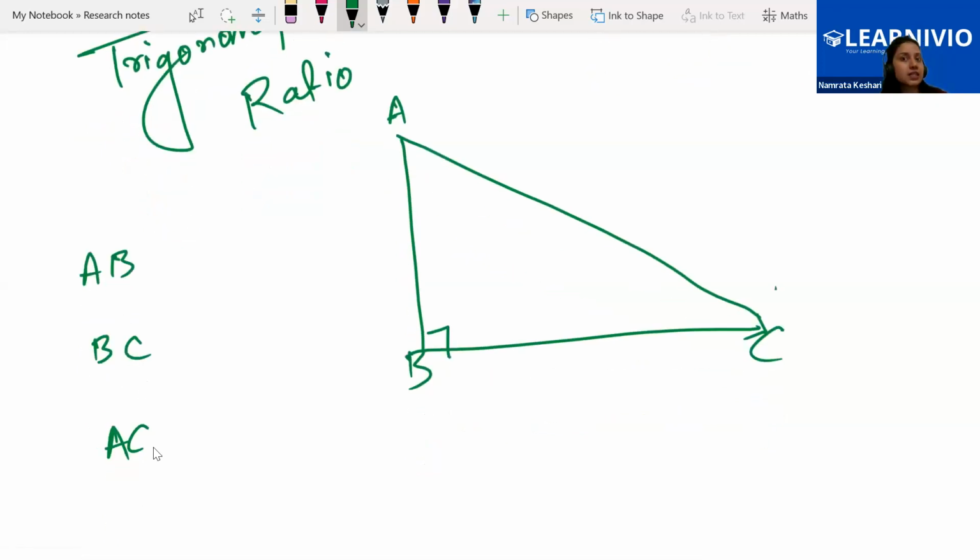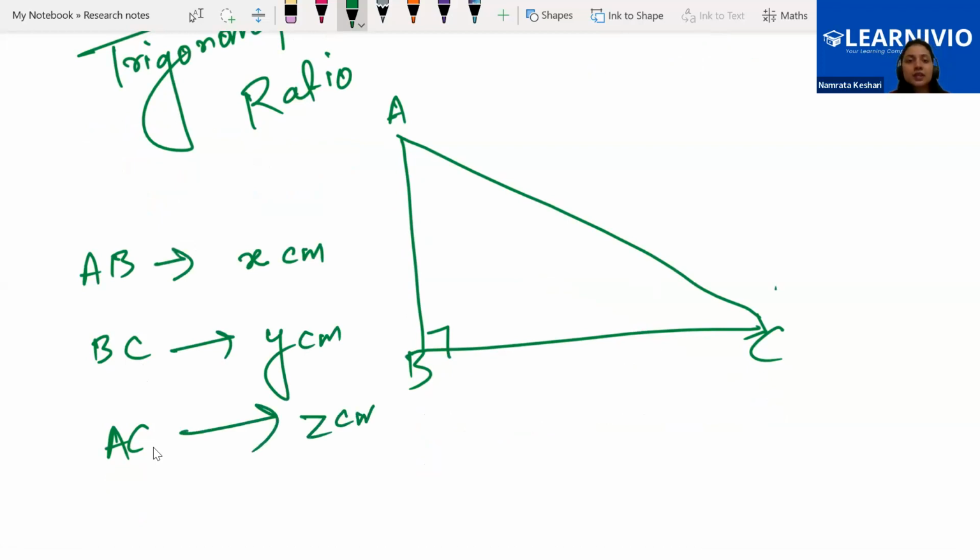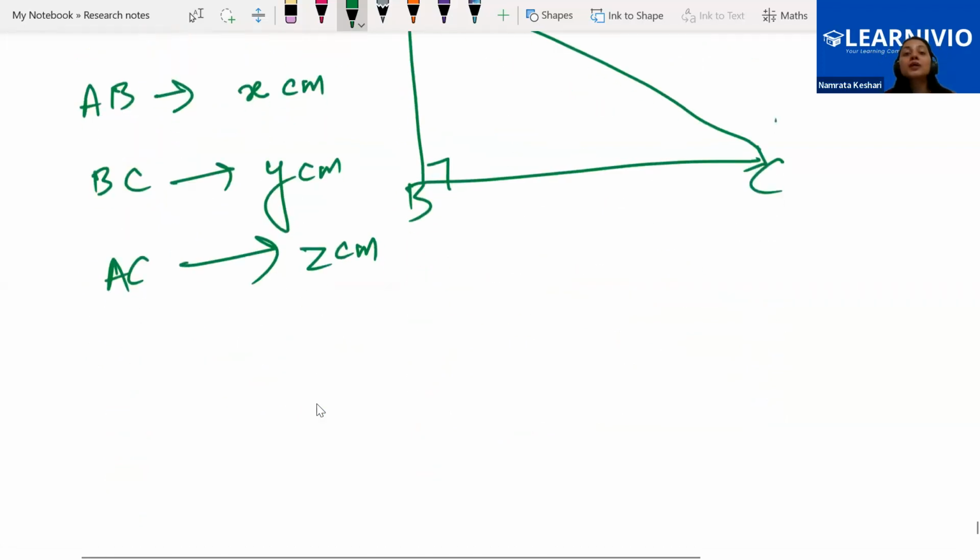AB, BC, AC. These 3 sides we are having. If you want me to take a name, let's say AB is x centimeter, BC is y centimeter, and AC is z centimeter. Okay, we are going to represent with x, y, z like this. Now how many ratios we can make? Ratio means fraction. You must be clear with that. How many ratios we can take by taking x, y, z?